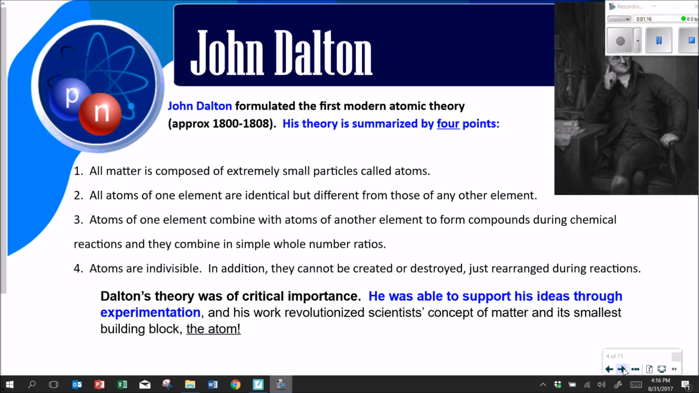Number 3, atoms of one element combine with atoms of another element to form compounds during chemical reactions, and they combine in simple whole number ratios. Number 4, atoms are indivisible. In addition, they cannot be created or destroyed, just rearranged during reactions. Dalton's theories completely revolutionized scientists' concepts of matter and the atom, and they were supported by actual experimentation.